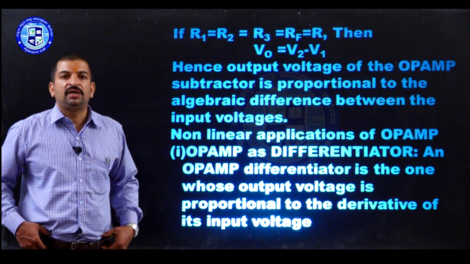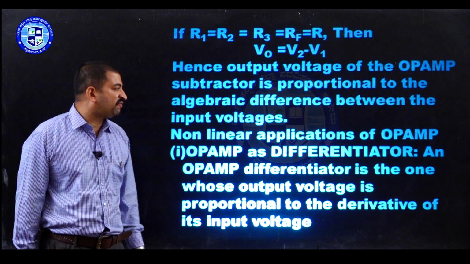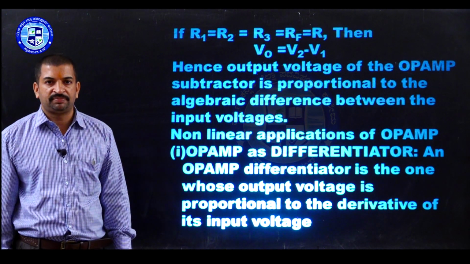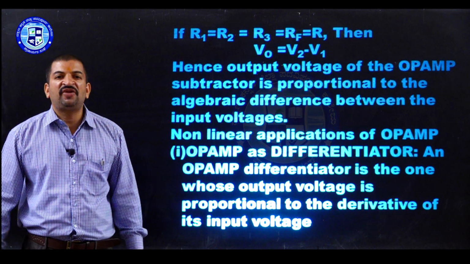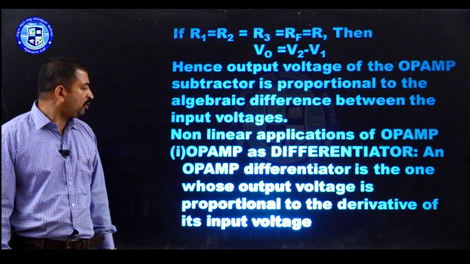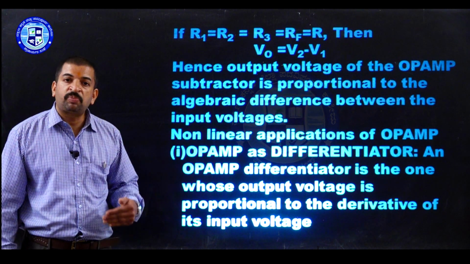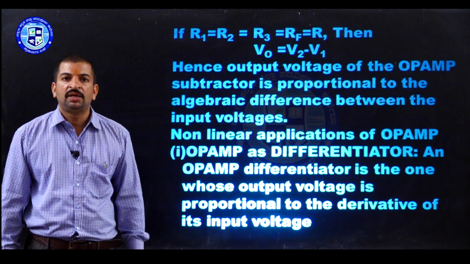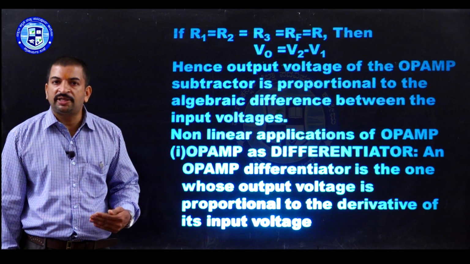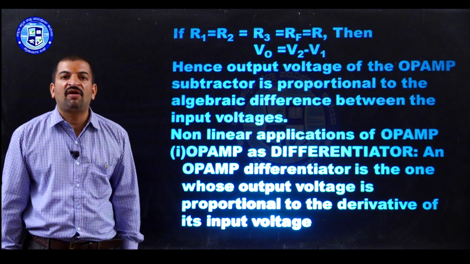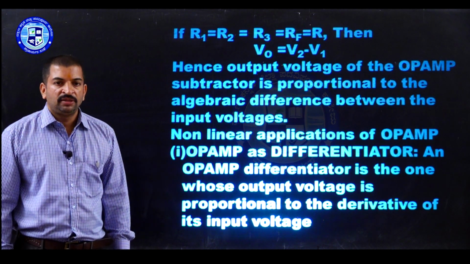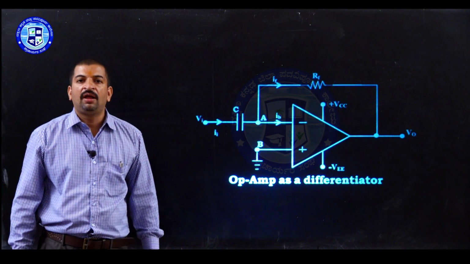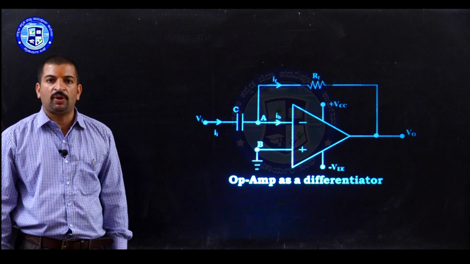Next, let us study the non-linear applications of op-amp. The first one is the op-amp differentiator. The op-amp differentiator is the one whose output voltage is proportional to the derivative of the input voltage, or we can say that the output voltage is equal to the negative instantaneous rate of change of the input voltage. This op-amp differentiator circuit can be constructed from the basic inverting amplifier circuit.